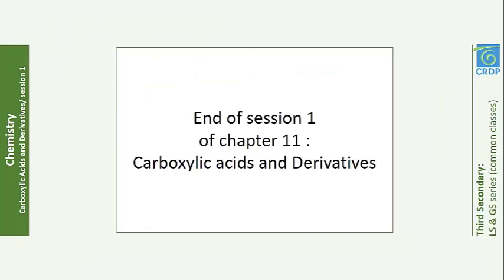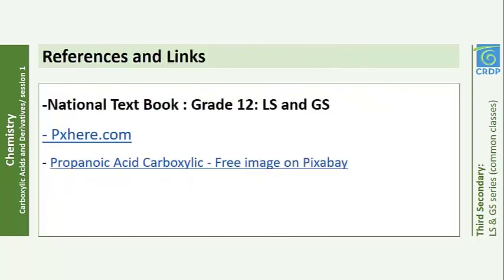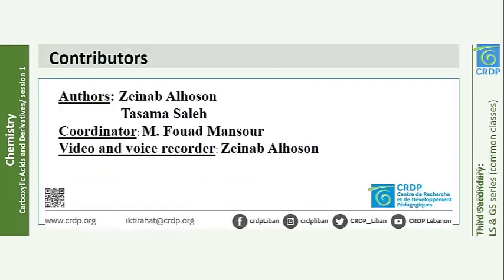This is the end of session number 1 of chapter 11. Thanks for your attention. General summary of what we have taken: how to point out and name the functional group of carboxylic acids, how to name them, how to give their isomers, and to interpret their physical properties. The main reference is your national textbook. It's your book. And thanks to all the contributors.